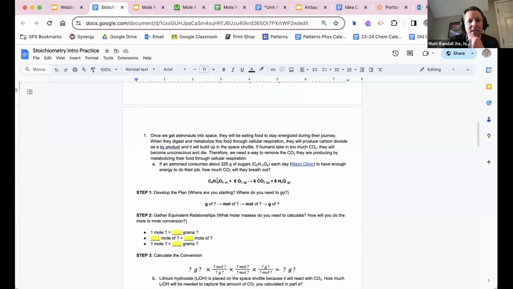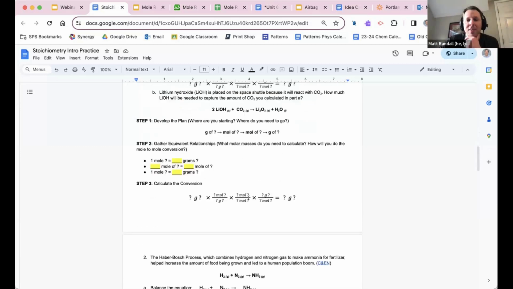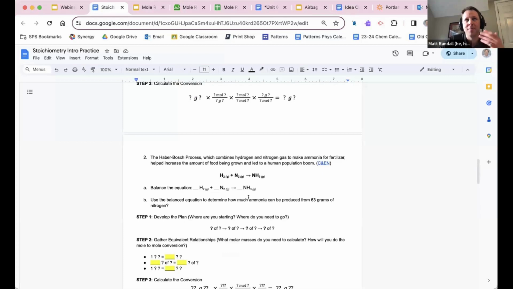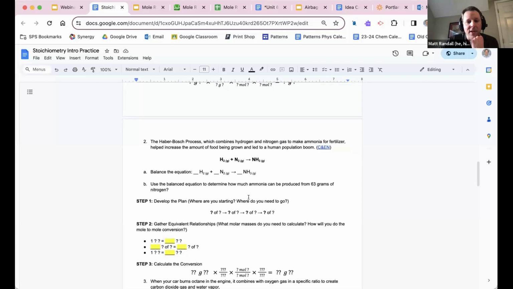The next question is metabolizing sugar. Am I saying that right? Okay, there's a better word for that, but okay, metabolizing sugar. And then there's producing ammonia, which is the main way that we produce fertilizer as a country.